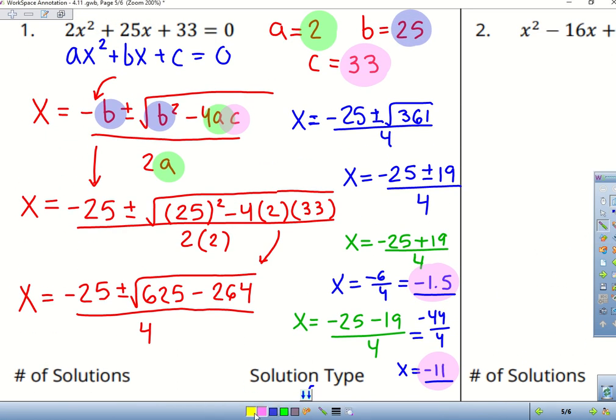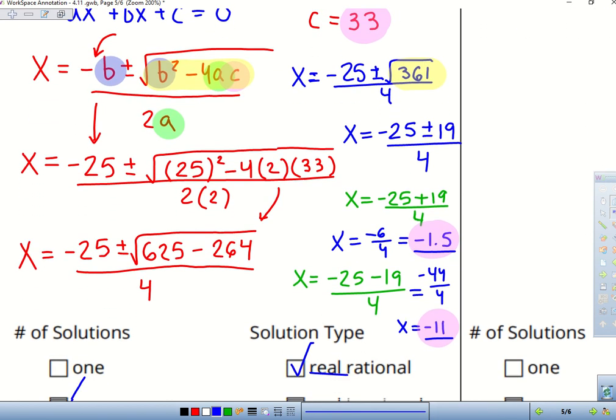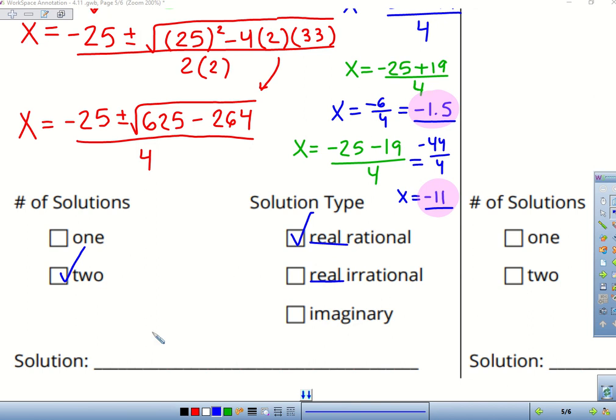The discriminant is just the portion of the formula underneath the square root. If what is underneath your square root is a positive number, you know you're going to have 2 real roots. If what's underneath your square root is 0, you know you're going to have 1 real root. And if it's a negative number, you know you're going to have 2 imaginary roots. So you actually kind of know before you actually know, if that makes sense. So my 2 solutions are negative 11 and negative 1.5.